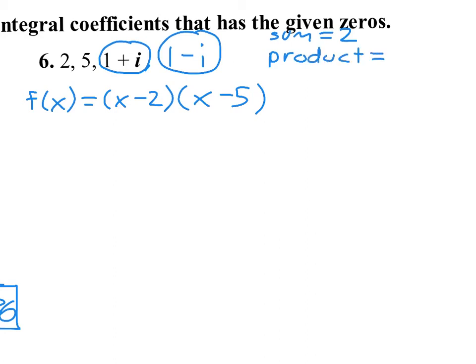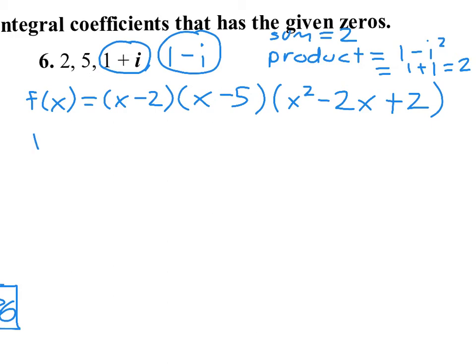The product would be 1 minus i squared. 1 minus i squared is the same as 1 plus 1, or 2. So using the shortcut, it's going to be x squared minus the sum x plus the product. Okay, and now we have to multiply it all out.